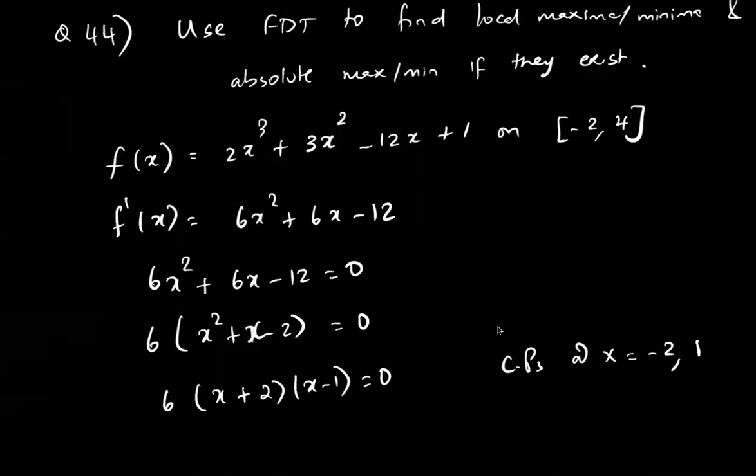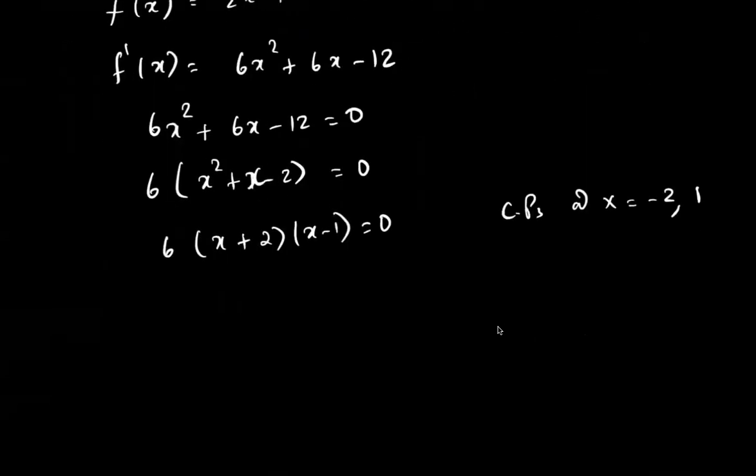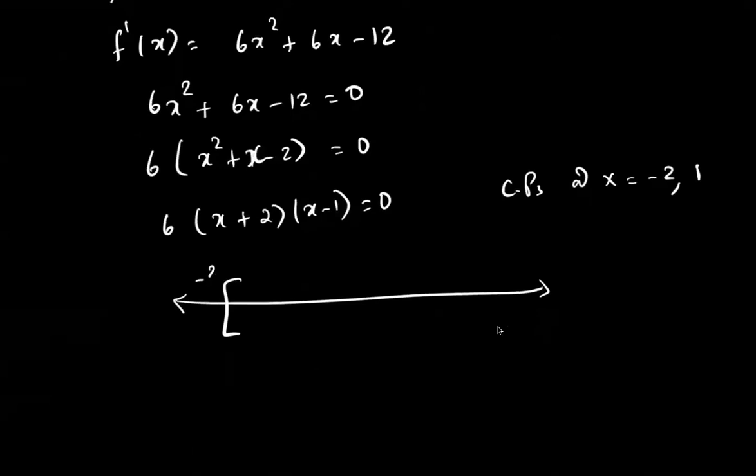Okay, seems correct. But -2 is an endpoint, right? So keep that in mind. So that is technically not a critical value. My -2 is here, 4 is here, so we have only one value, which is 1, in here. So -2 is an endpoint, and we usually take the interior values as critical points. So I'm just going to use this one as my critical point here.